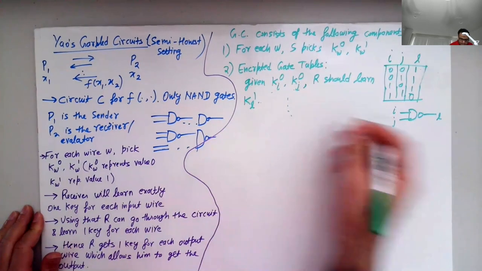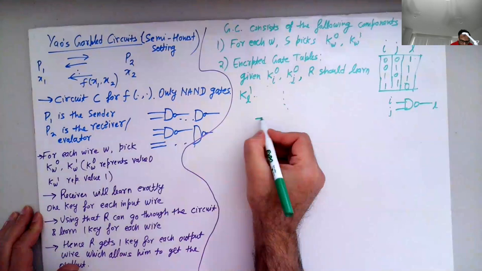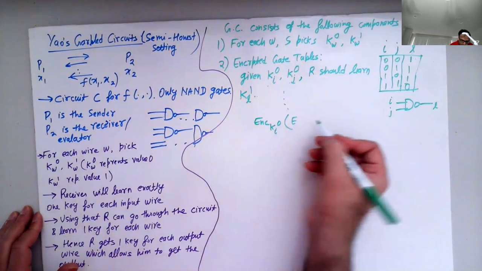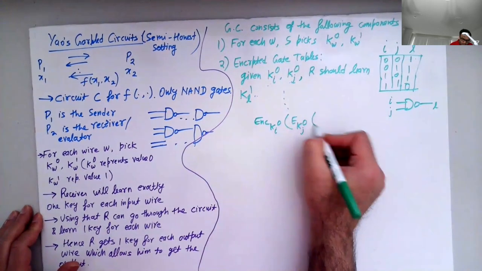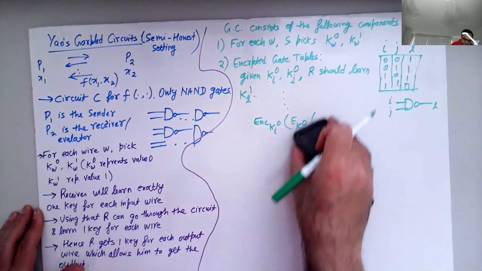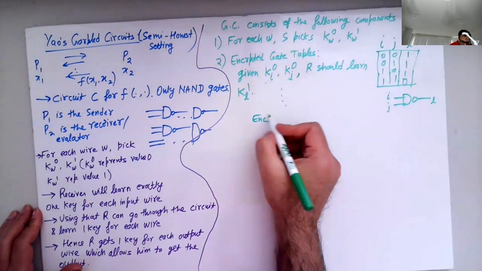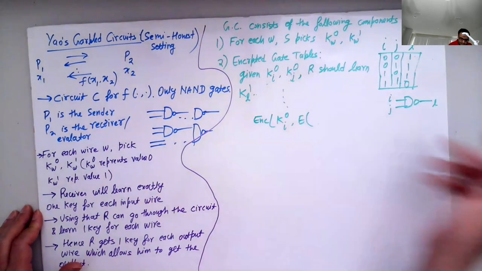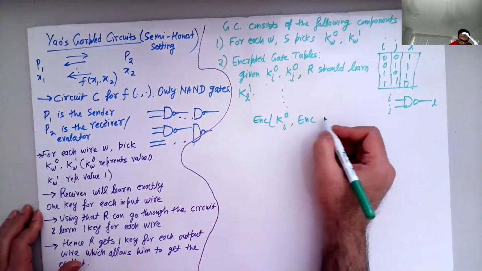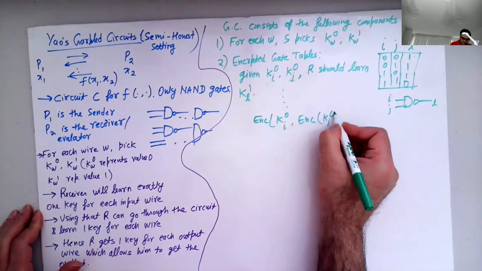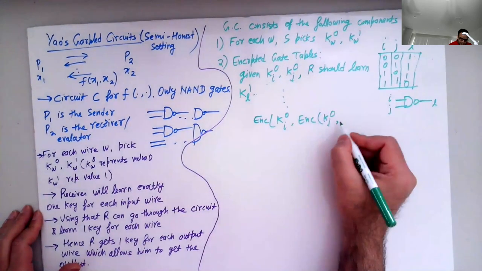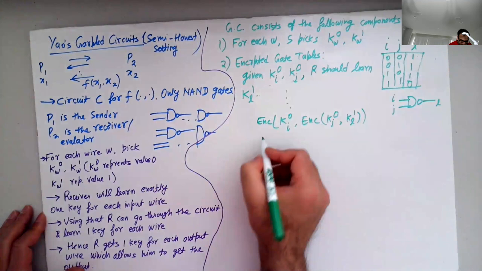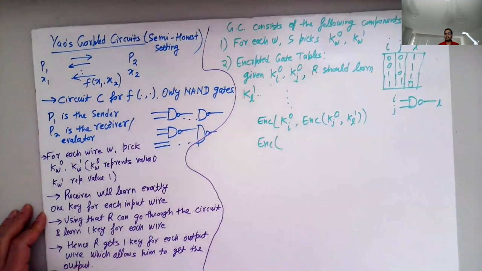So the gate table looks something like the following. Encryption under KI0, and we will use double encryption. Encryption under KJ0 of, okay, this is the key. Let me write the key as an input. So KI0, comma. What is the message that you encrypt? The message is another ciphertext, KJ0 and KL1. Let me write down the whole table. Each encrypted gate table will have 4 entries.